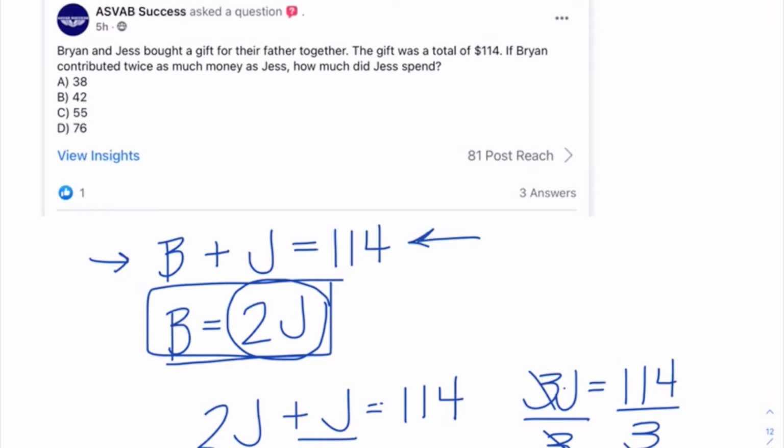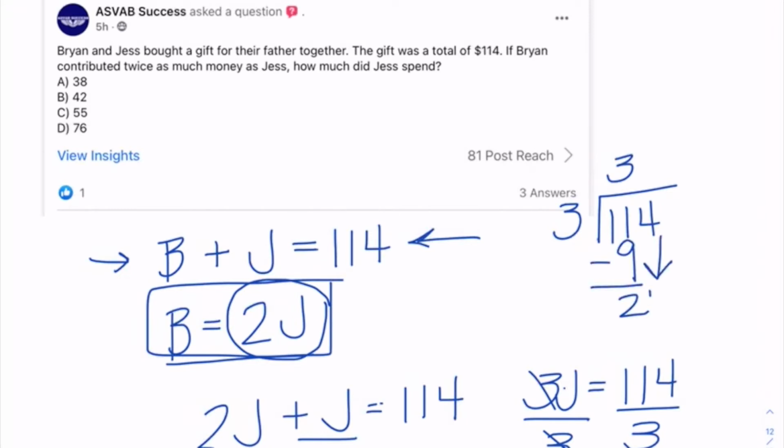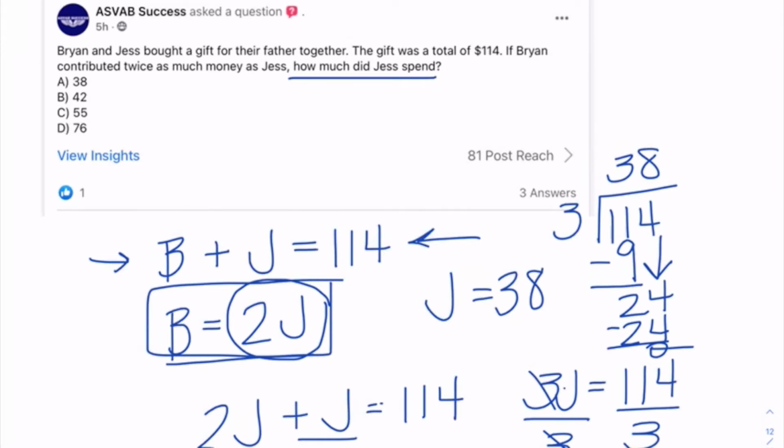okay? And 114 divided by 3, we get 3 times 3, 9. Bring down the 4. 3 times 8 gives me 24. Okay, so this I'm solving, remember, for J equals 38. Now, let's go back and ask ourselves, what did the question ask me for? It asked me for how much Jess spent. So I am done. $38 because I found J for Jess.